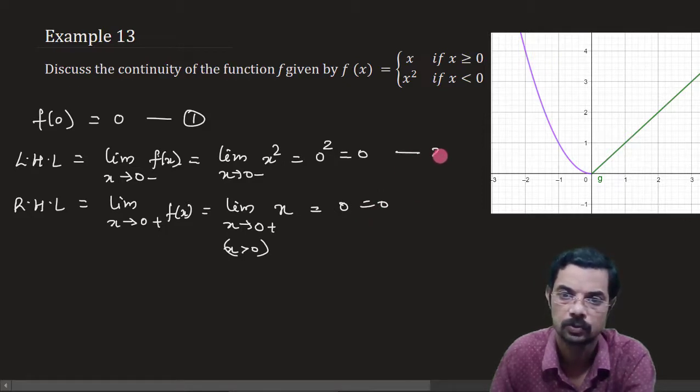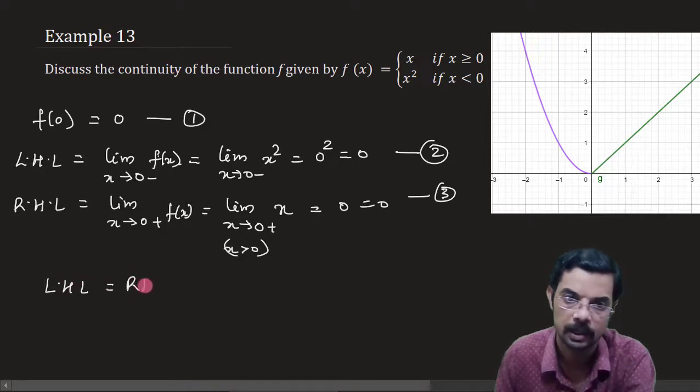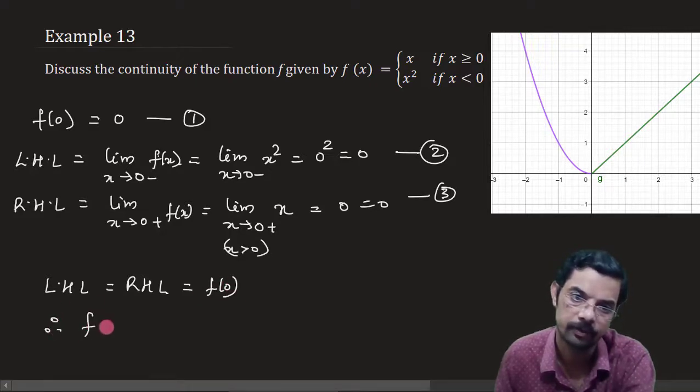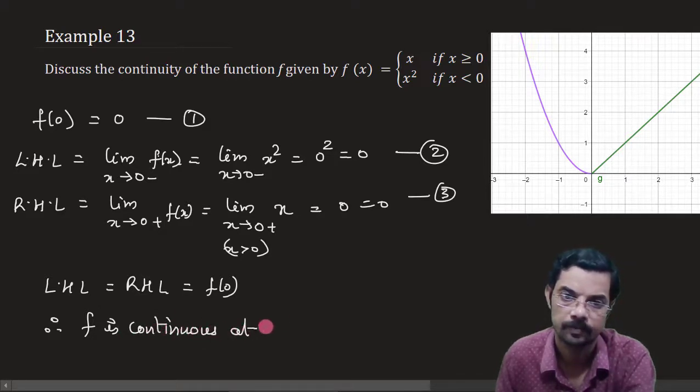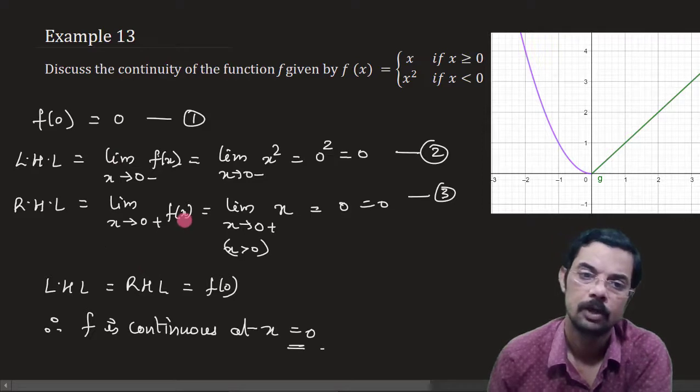So these three say that the left hand limit is equal to the right hand limit and also equal to f of 0. Okay, the left hand limit is equal to the right hand limit, and that is equal to f of 0. So therefore f is continuous at x equal to 0. Okay. Now we shall move to example 14.